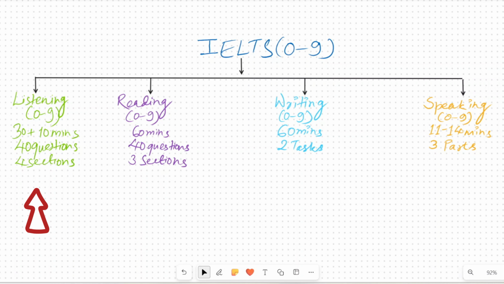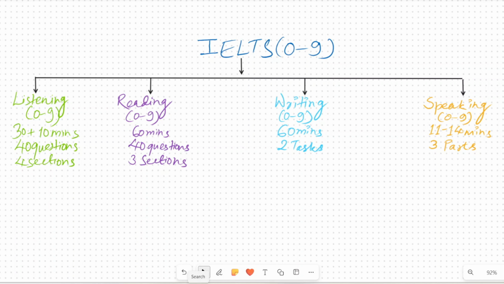So when we have to talk about the timing of listening section, this 30 minutes is not fixed. So it is approximate time because the audio sometimes might be 26 minutes, sometimes maybe 28 minutes, or maybe sometimes 29 minutes, or maybe sometimes 30 minutes. So this is not fixed, but this 10 minutes time is fixed, and this will be provided to transfer your answer from the question booklet to your answer sheet.